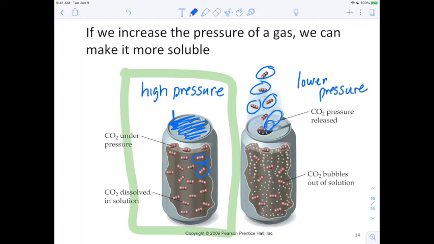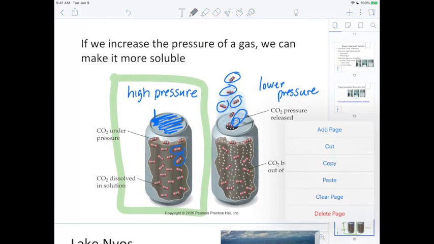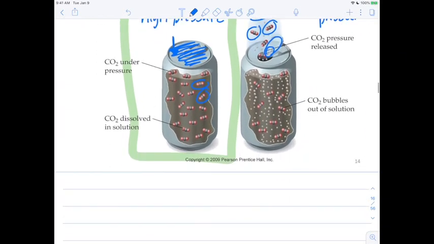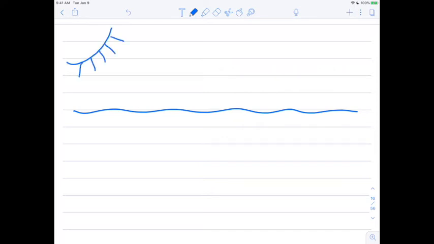So at the lower pressure, the gas will try to escape, but at the higher pressure, the gas will stay dissolved. So just to show you another example of that, this is my very poor artwork showing the ocean. There we go, now it looks like a beach. All right, so this is our ocean.